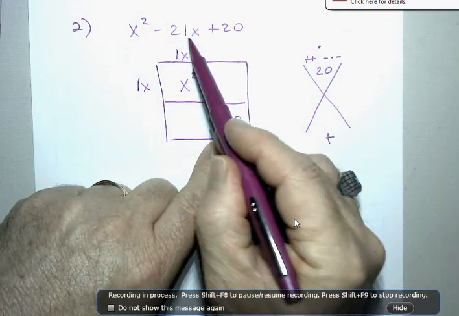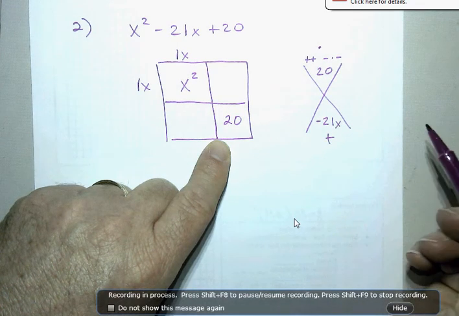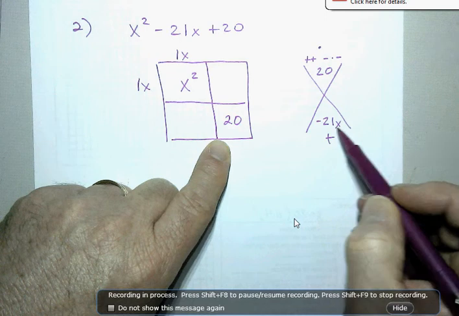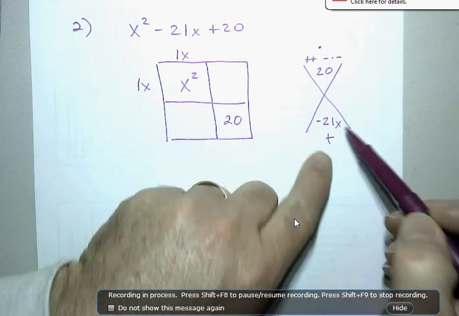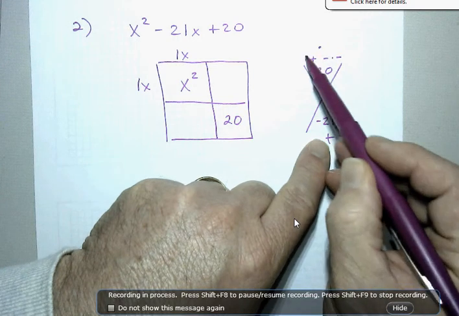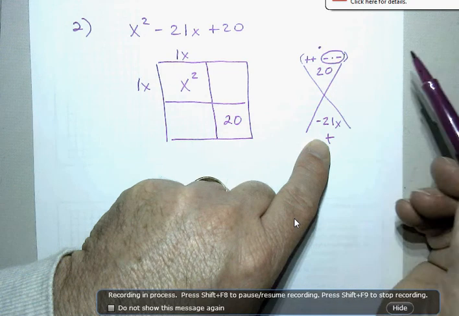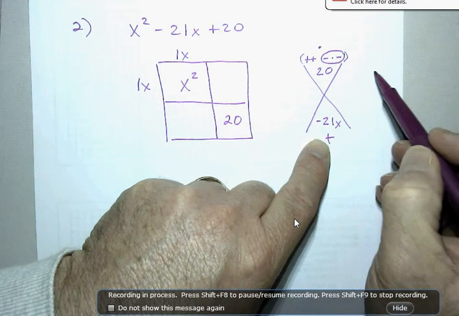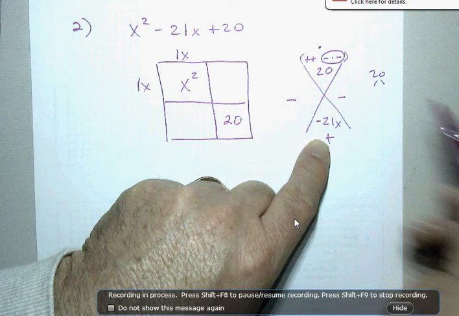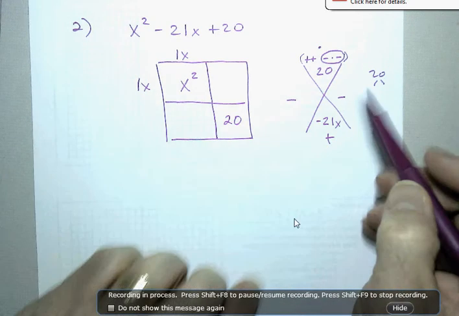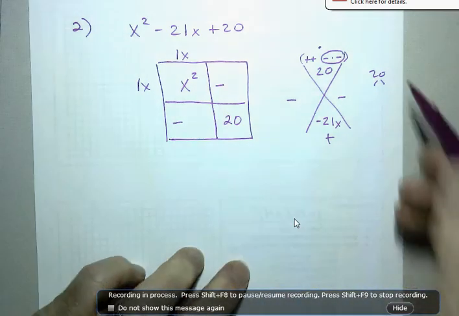But thinking about it, the middle term is a negative 21x. Well, if that's a negative, the only way I'm going to get these two things to add to be a negative in this situation right here is if I have two negatives. So I'm thinking about factors of 20, and they're going to have to be two negatives. Okay, so I already know these boxes are going to both be negatives. All right, so factors of 20.